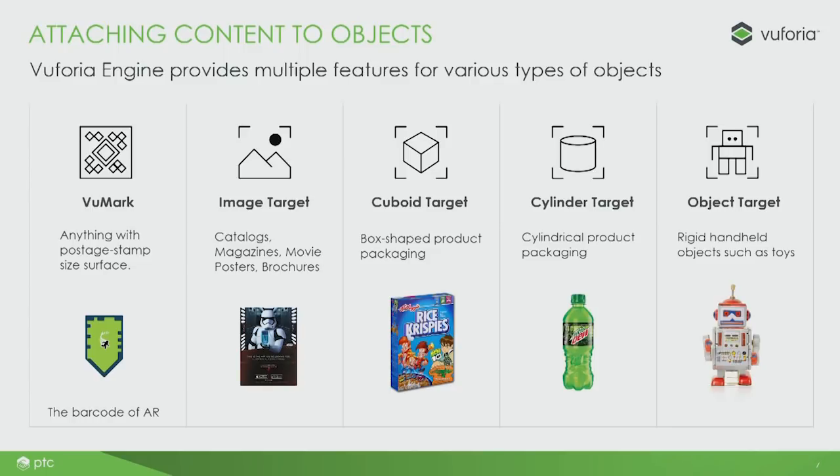So first we'll talk about the view mark. A view mark not only allows developers to put content into the real world and attach digital content into physical products, but it also allows you to store data. And with this data, you can identify products down to serial number.